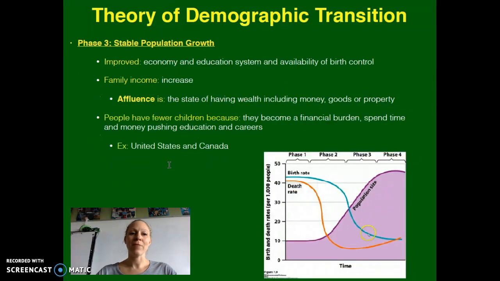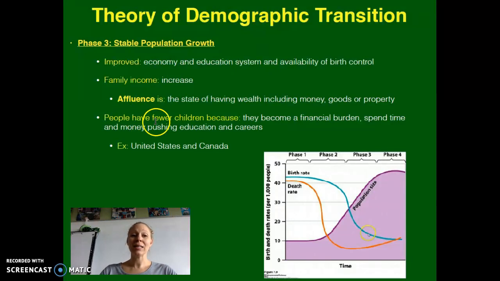Now let's look at phase three. Phase three, we're going to see even more improved economy, an improved education system, and availability of birth control. We're going to see increased family income, and so we call this affluence. Affluence is the state of having wealth, including money, goods, and property.